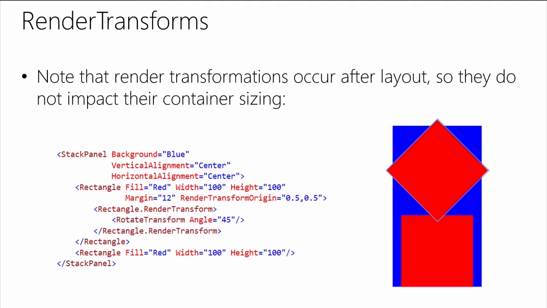Exactly. So if we look at the graphic here, we have a rectangle that's been rotated 45 degrees. And we can see that a corner of it is jutting out beyond its container. We can also see that there is still the margin around the first rectangle, still in place and still pushing out the container. But then after all that layout and spacing has been calculated, the rectangle has been rendered at a 45-degree angle and is now sticking out beyond its container.